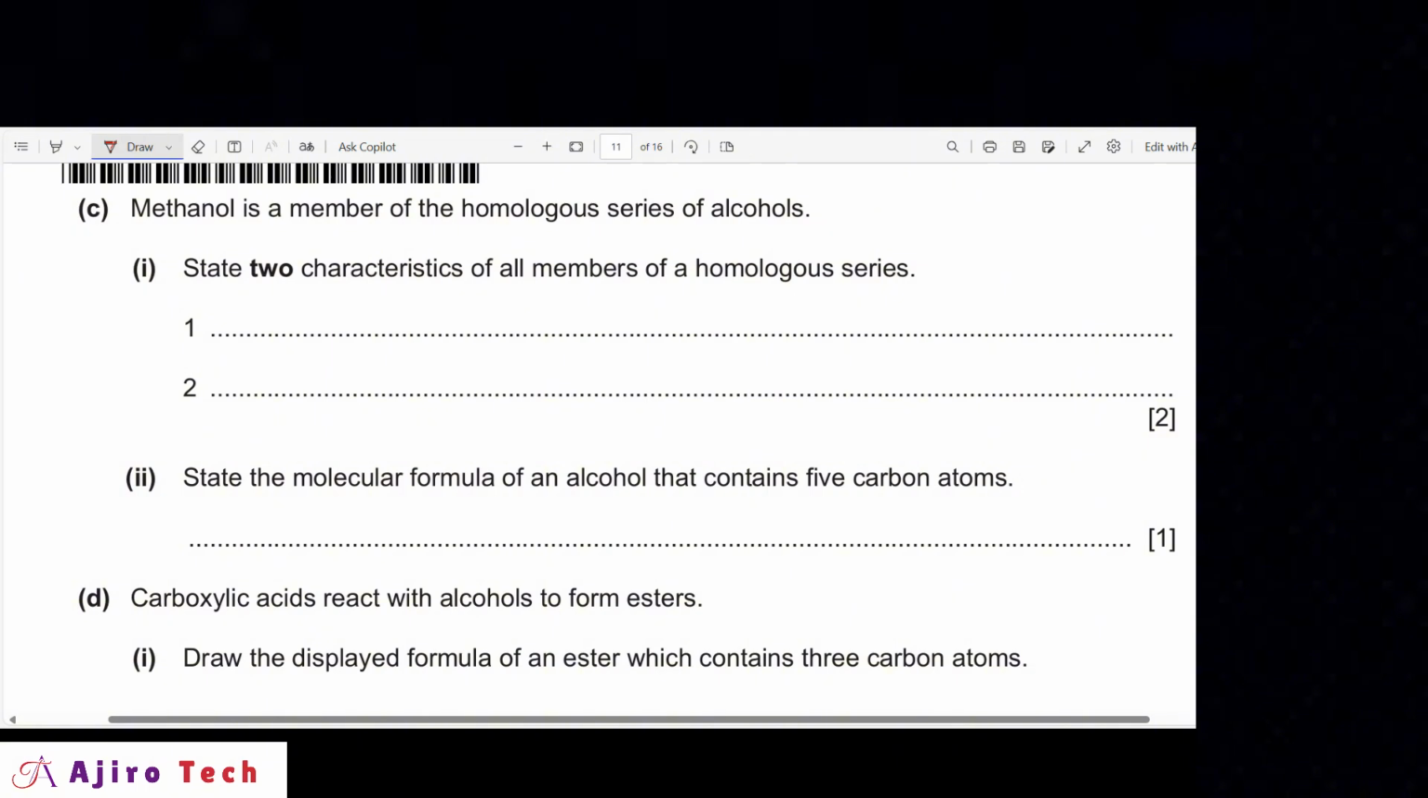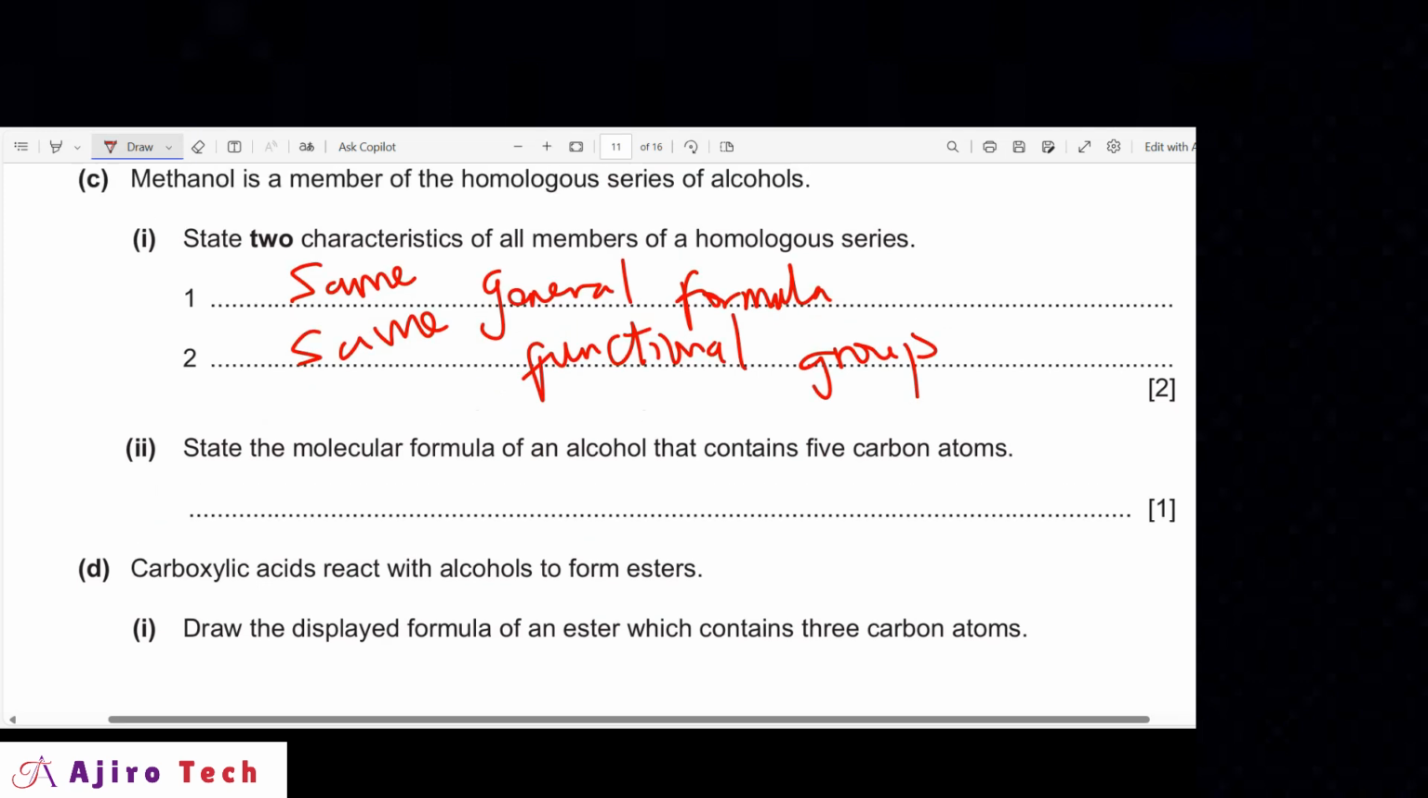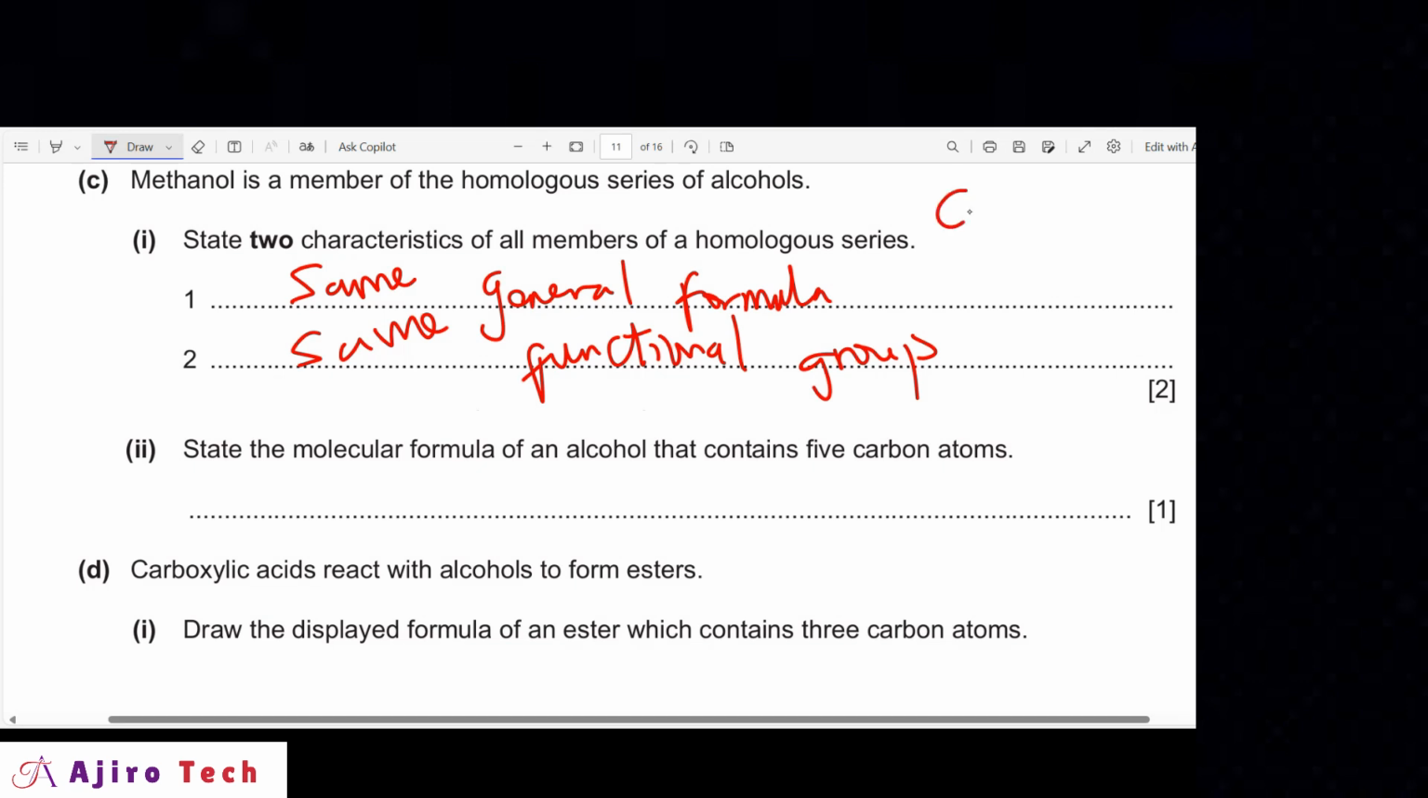Of course, I expect you to say that they would have the same general formula, or you could talk about functional groups. So they have the same functional group. And there are many others you could also pick from. This is a question I believe every student should have gotten used to. Now, the molecular formula of an alcohol that contains 5 carbon atoms. First we go to the general formula of alcohols, which is CnH2n+1OH.